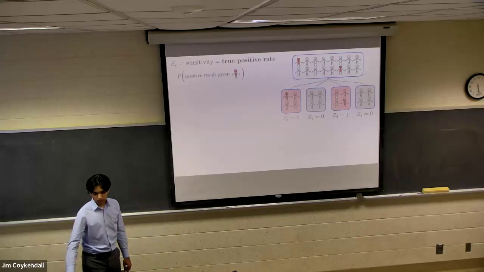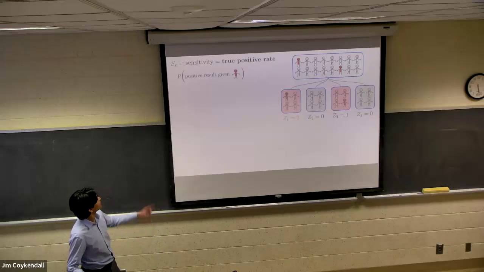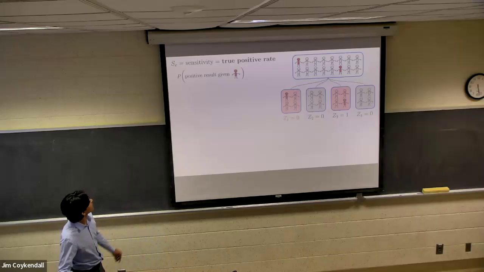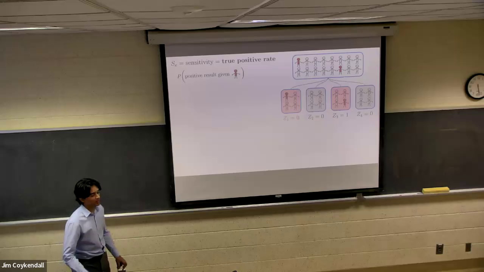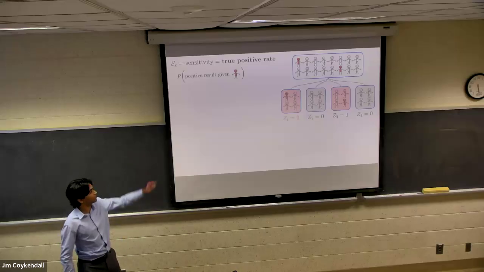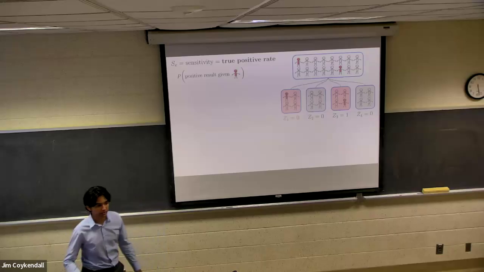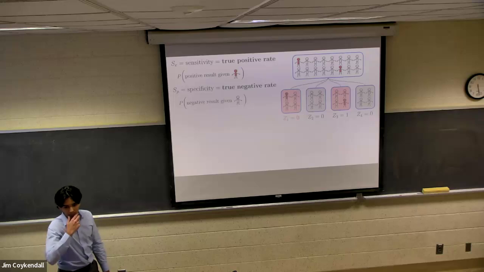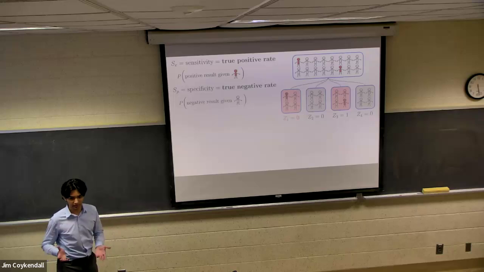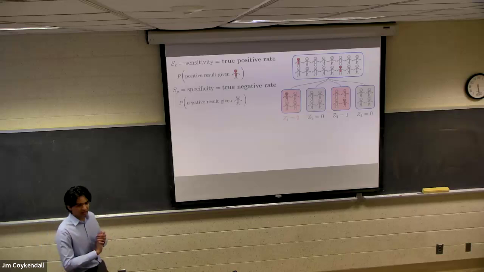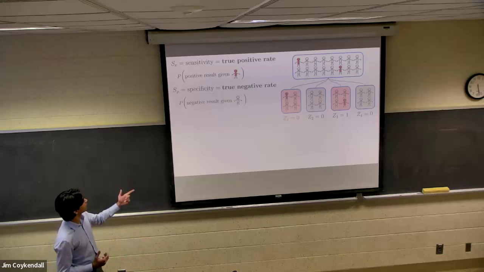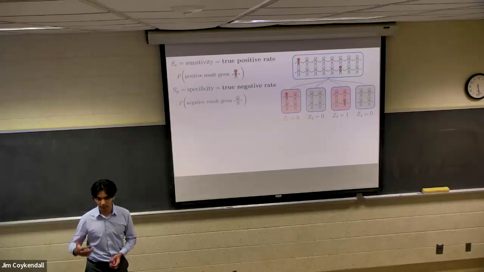So there's a sensitivity, the true positive rate of your diagnostic test, and that's the probability of a positive result, given that one of the people in your pool is positive. And you have a corresponding true negative rate. These are the accuracy of your test. Probability of getting a positive test result, given you're actually positive, and the probability of getting a negative test result, given you're actually negative.